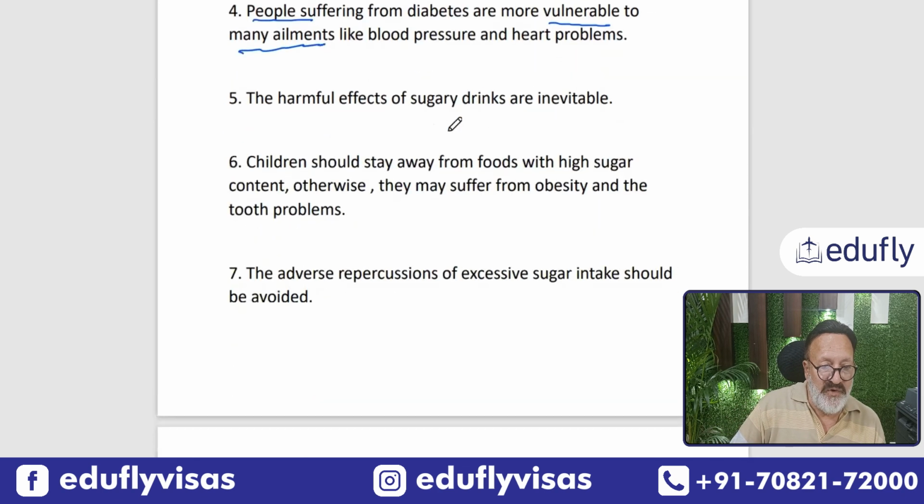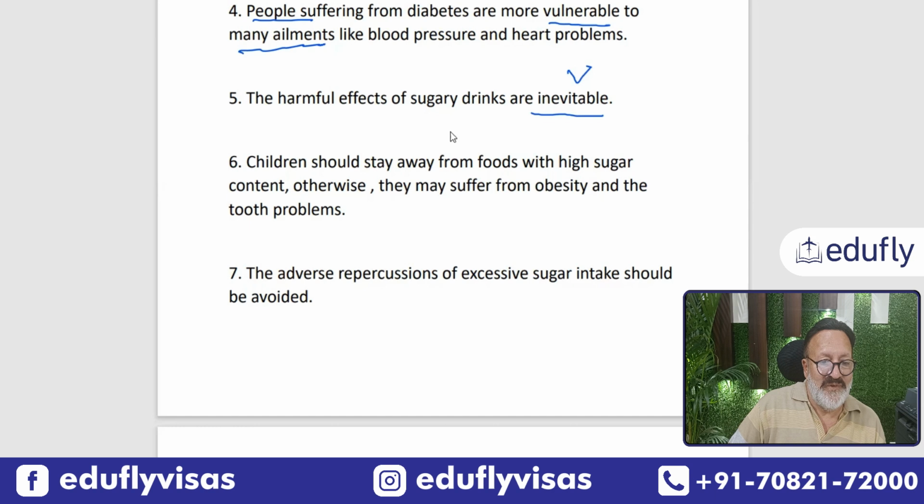Now, the harmful effects of sugary drinks are inevitable. So this is again a simple sentence, but are inevitable. So the harmful effects of having a lot of sugar, they are about to happen. So they are sure to happen. This means they are inevitable. So this again we have used this vocabulary. Now children should stay away from foods with high sugar content. Okay.